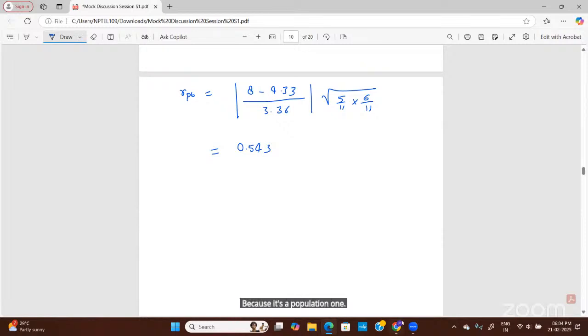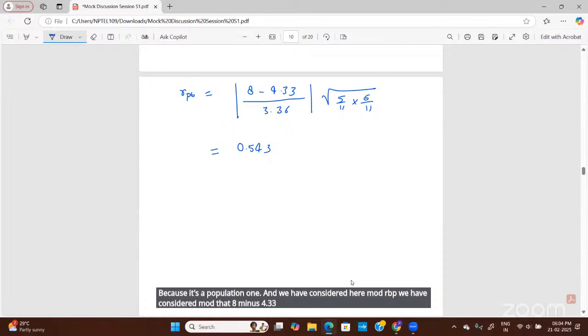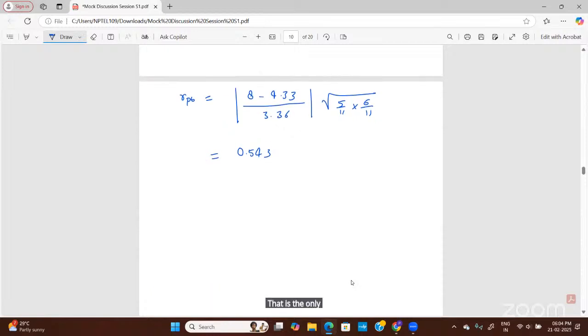Yes. And we have considered the modulus of r_pb here. We have considered the modulus of 8 minus 4.33. Its significance is only that there has to be no negative sign. That is the only reason, right? Yes. The decimal points can be there, but not a negative sign.